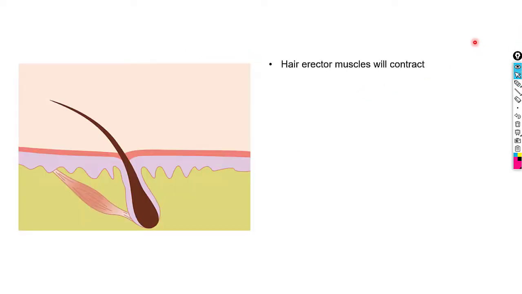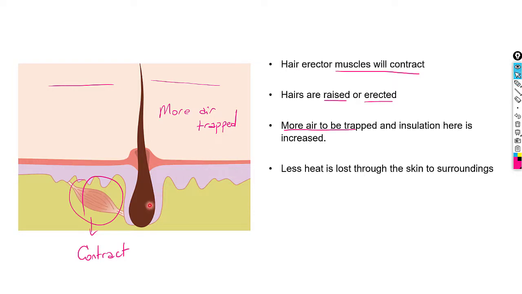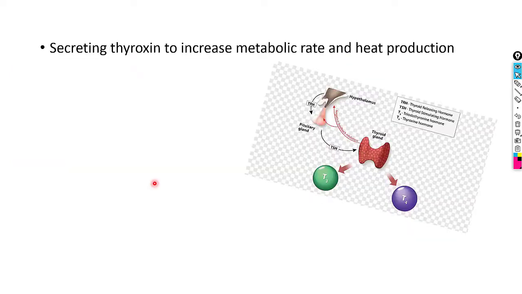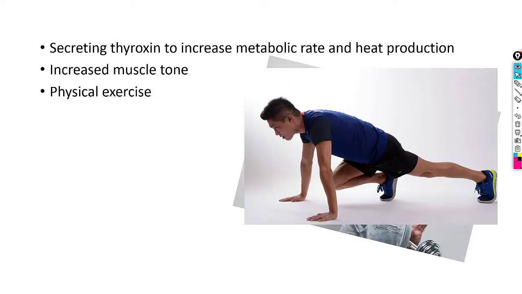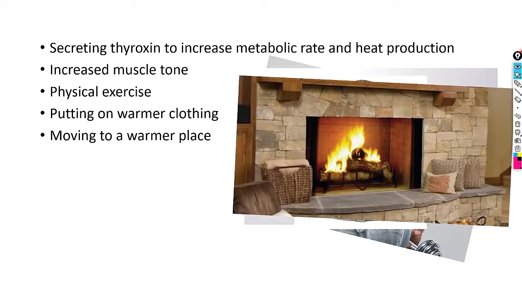Then hair erector muscles will contract and hairs are raised or erected, which causes more air to be trapped, and insulation here is increased. So less heat is lost through the skin to the surroundings and radiation decreases. This will increase the body temperature to normal. This is what happens in the skin when heat is lost. This is not limited to the skin, in fact. The body will also generate heat by some other activities such as secreting thyroxine to increase metabolic rates and heat production, then increased muscle tone and physical exercise. Putting on warmer clothing or moving to a warmer place will also help to warm up the body.